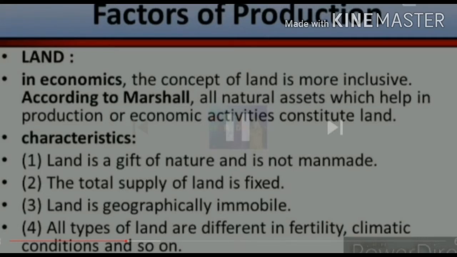Now let us learn the factors of production. The factors of production are land, labor, capital, and entrepreneur. Land. In economics, the concept of land is more inclusive. All natural assets which help in production or economic activity constitute land, according to Marshall. The characteristics are: land is a gift of nature and it is not man-made. The total supply of land is fixed. Land is geographically immobile. All types of land are different in fertility, climatic condition, and so on. The remuneration of land as a factor of production is called rent.